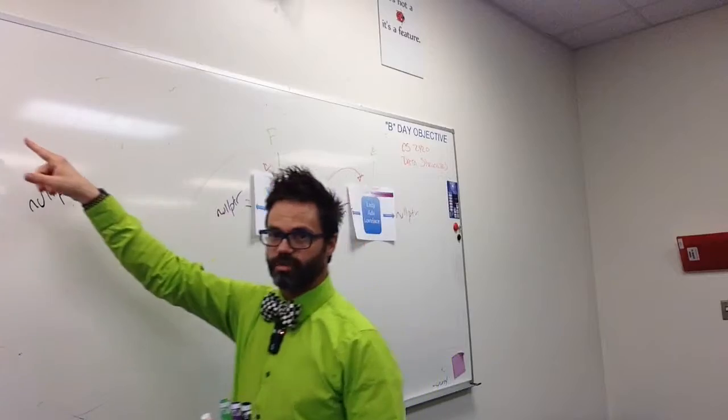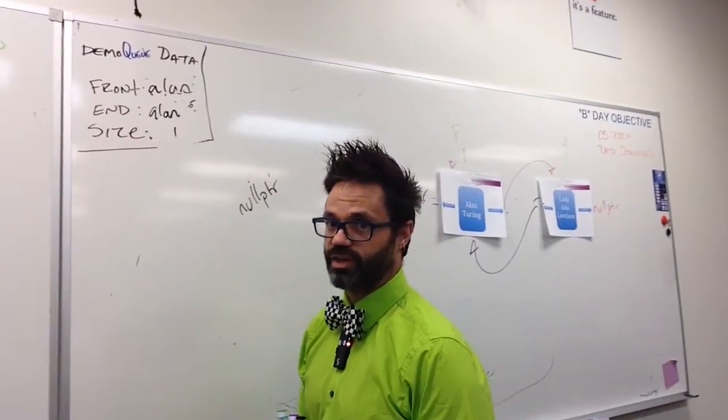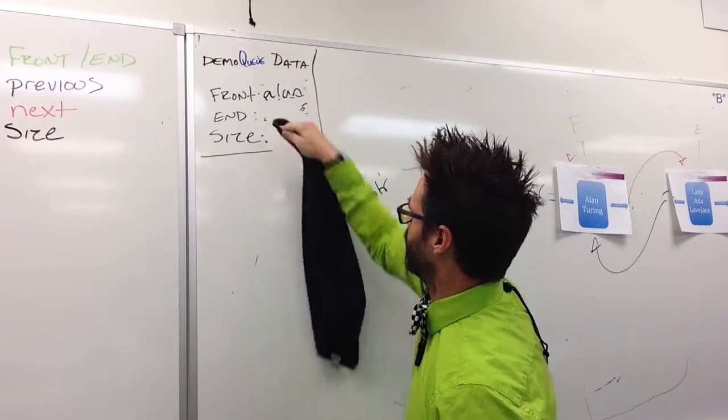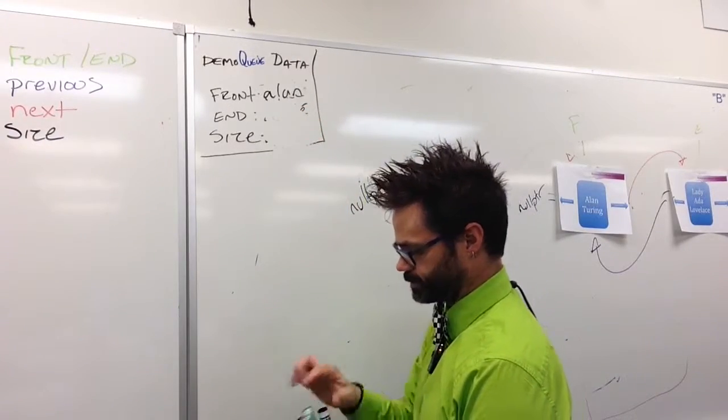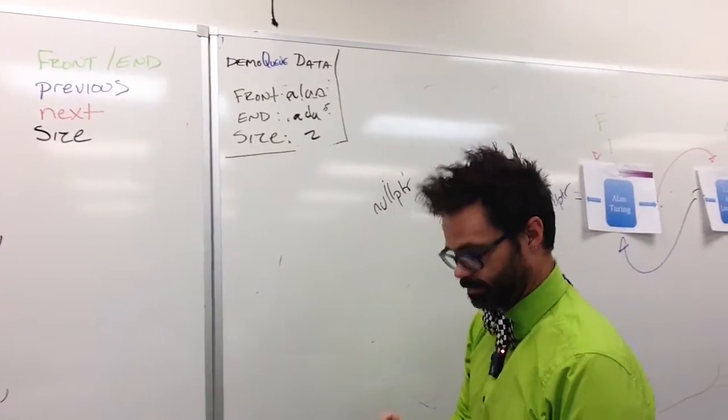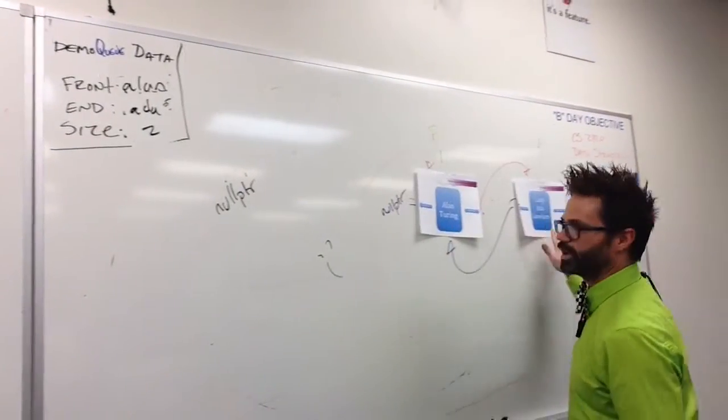We then go over here, we adjust our information on our node data so we can keep track of that because we've adjusted front and end on here. So my front is still Allen. My end, however, now is Ada. And my size is 2 again. So we have our node right here.